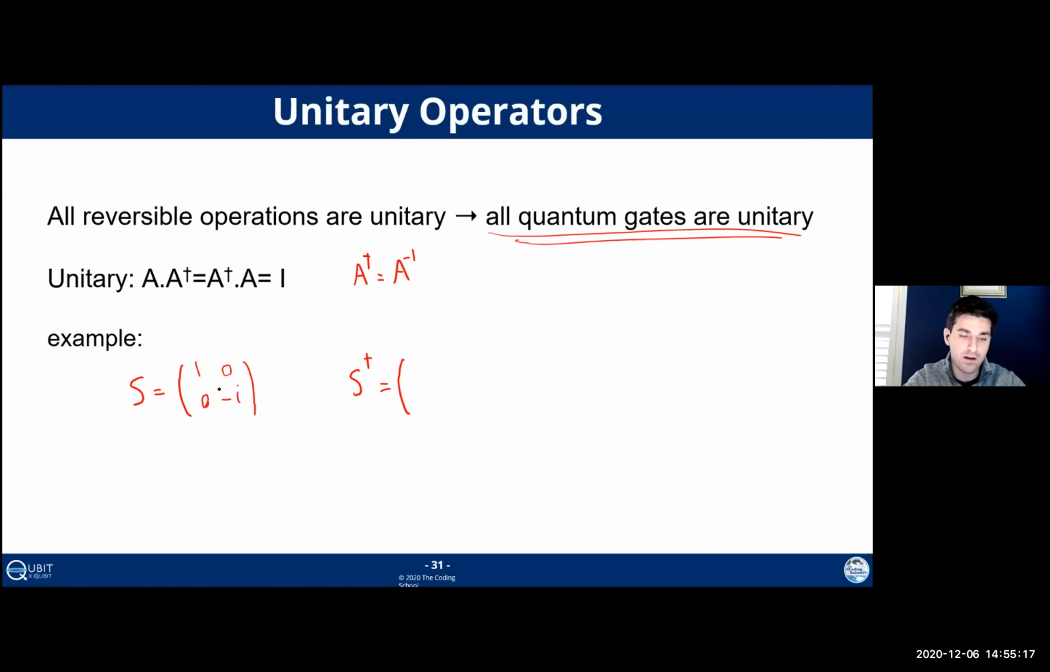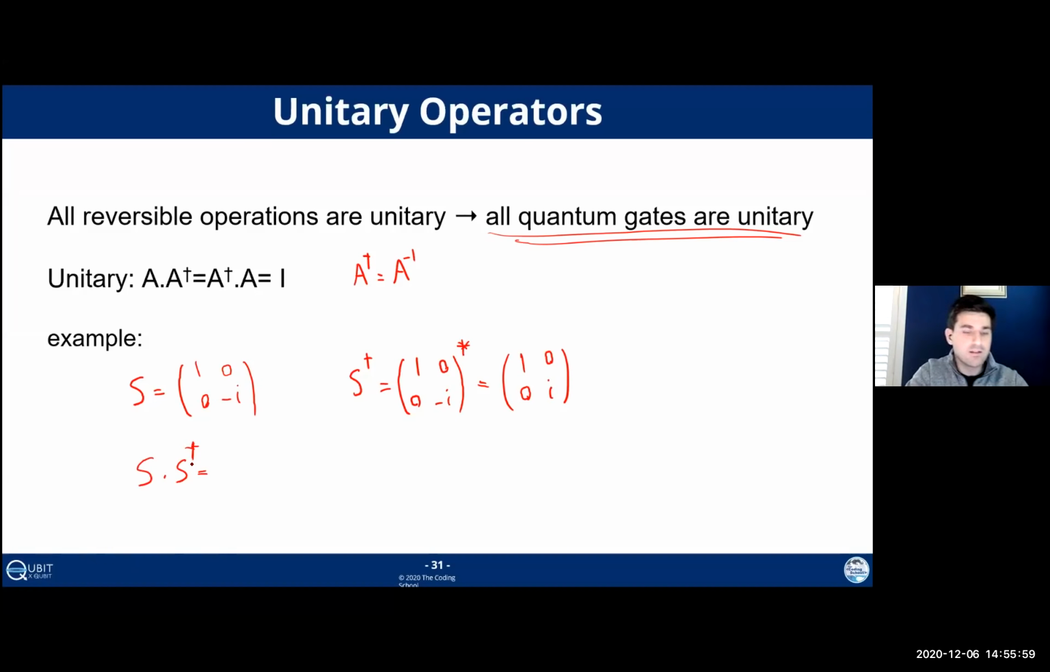So the transpose of this S matrix, this S operation, is just the same thing, since the off-diagonal elements are 0. Of course, now there's a complex conjugate sign on top. Now the complex conjugate of 1 is 1, and the same with 0. But the complex conjugate of negative i becomes positive i. Because again, as a reminder, when we take the complex conjugate of an imaginary number, we just put a negative sign in front. Okay, so let's see, what is S times S dagger now?